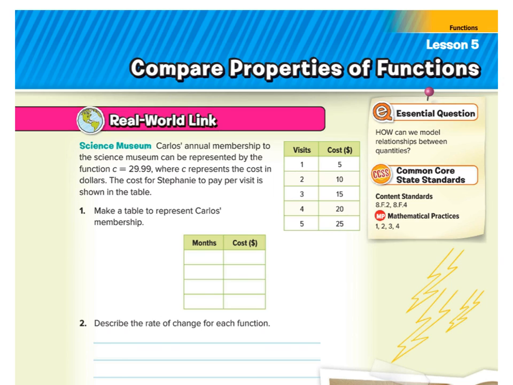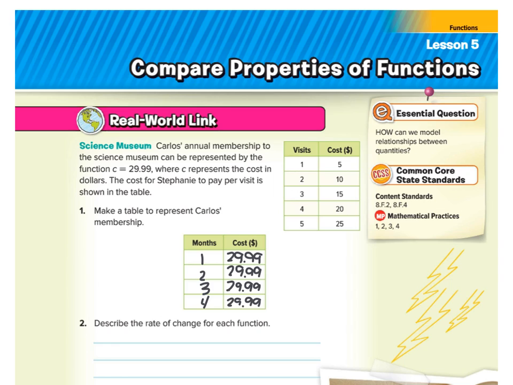So in order to make a table to represent Carlos's membership, for months and visits, I guess we can consider the same thing here. We have 1, 2, 3, and 4. Now, we're going to multiply those months by, well, nothing. Look, the function is just $29.99. So for one visit, 1 month, that's going to be $29.99. For 2, $29.99. For 3, $29.99. And for 4, $29.99.